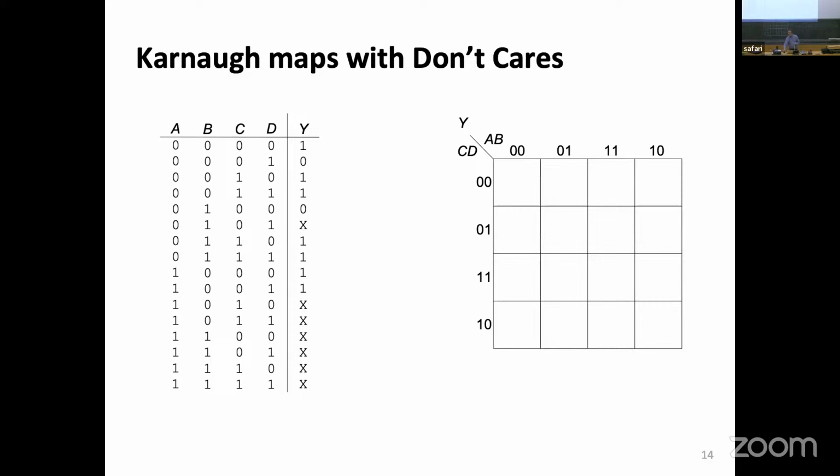So at this point, B is 0, and so this is not B. And here we have not D, right?